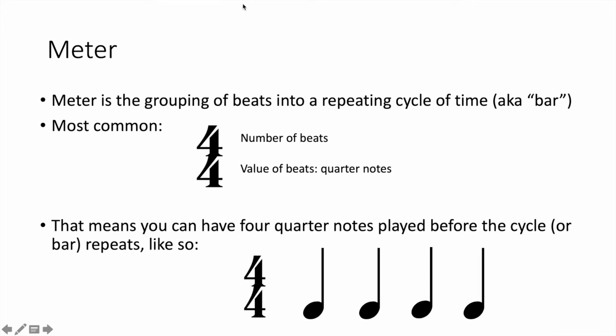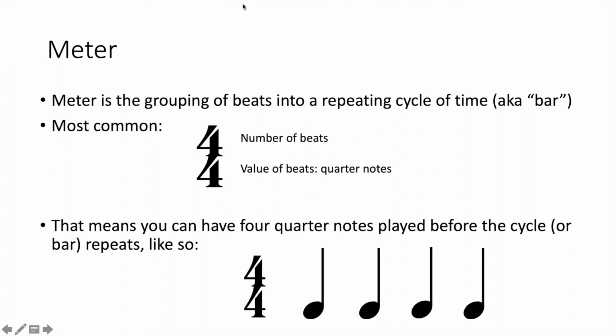As mentioned before, meter is the grouping of beats into rhythmic cycles of time, also known as bars. The most common meter, sometimes even noted as common time with a C, is 4/4. That's when you have 4 quarter notes. The number on top is the number of beats, and the number on the bottom is the value of those beats, in this case, quarter notes. You can think of it as 1/4, or 1/1, or 1/2. The top number is the quantity, and below that the fraction is the quality.